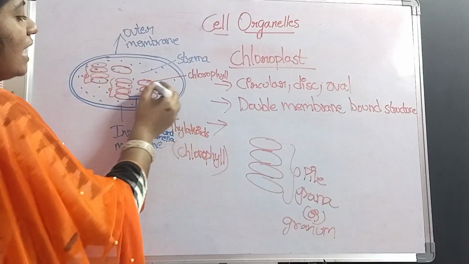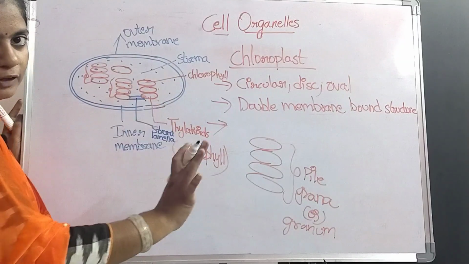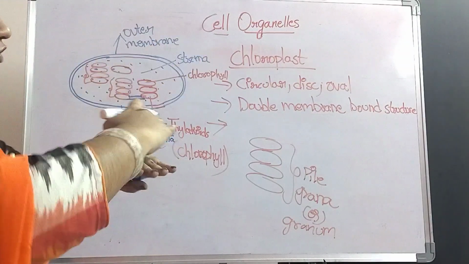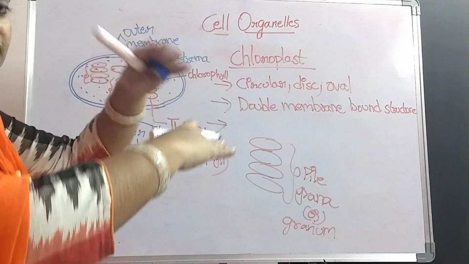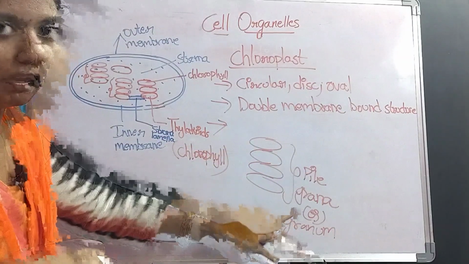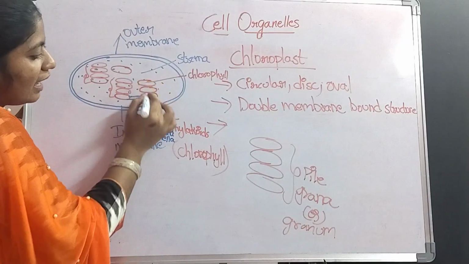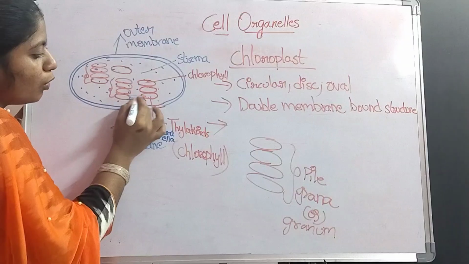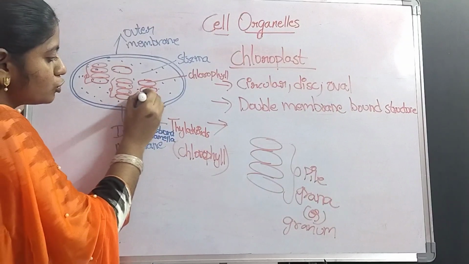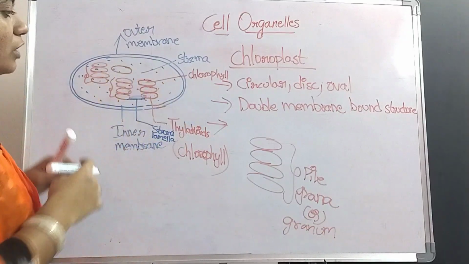Again I am repeating. The sac-like structures which are observed in the stroma are called as thylakoids. The thylakoids contain chlorophyll pigment. And again the thylakoids form pile-like structures, which means the thylakoids are arranged one upon the other like stacks. These pile-like structures are called as grana or granum. Thylakoids of one granum get attached to the thylakoids of another granum through the membrane called as stroma lamella, tube-like structures. So this is about the complete structure of the chloroplast.